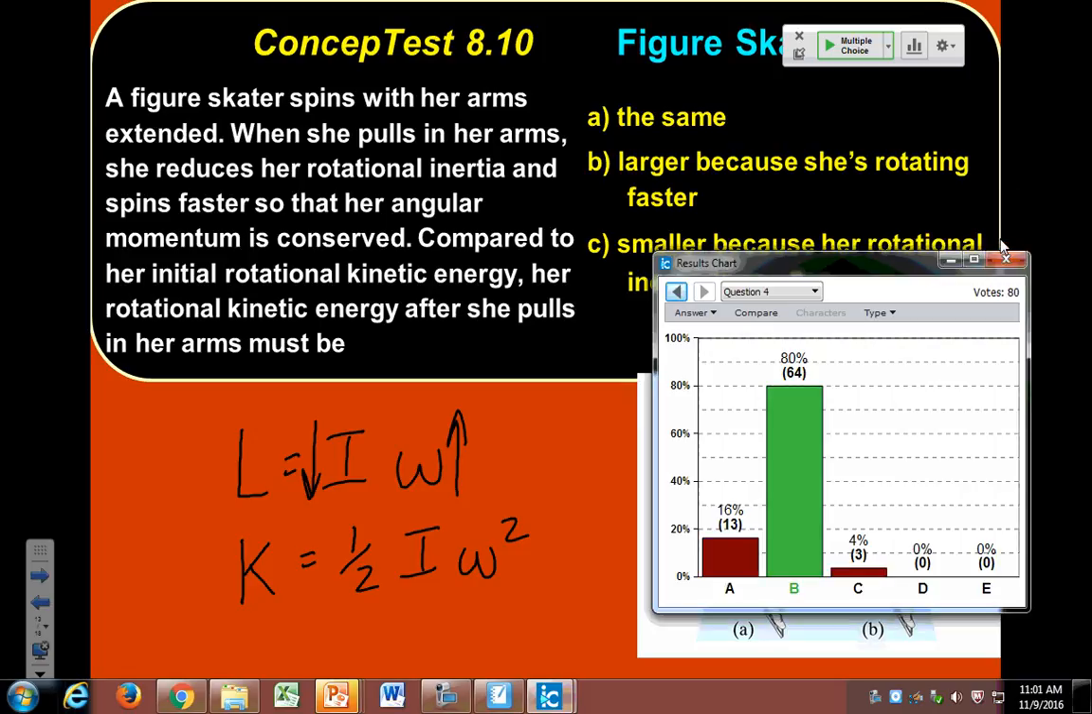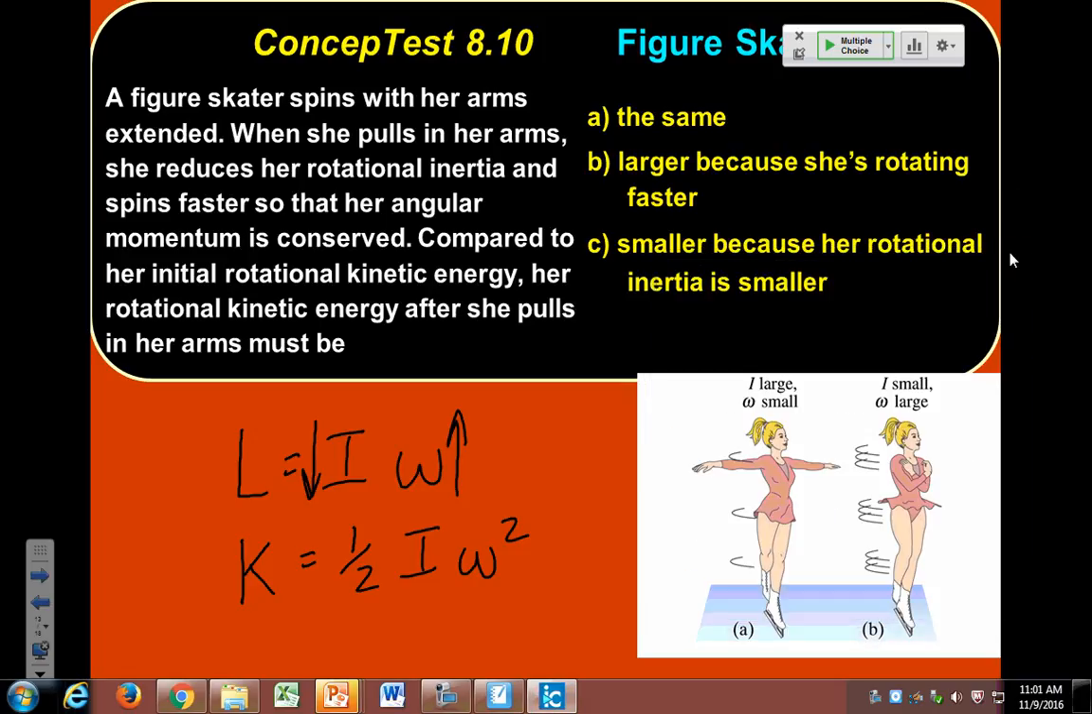Okay, B is right. Now, it is true that her moment of inertia goes down, so that causes her kinetic energy to decrease, but her angular velocity goes up by the same amount. And since this is squared, that means it's going to increase the kinetic energy. So let's say, for example, that the moment of inertia decreases by a half, and that would mean the angular speed would double. So how would that affect the kinetic energy? It would be how much bigger? Half times 2 squared. So the kinetic energy would be twice as big.